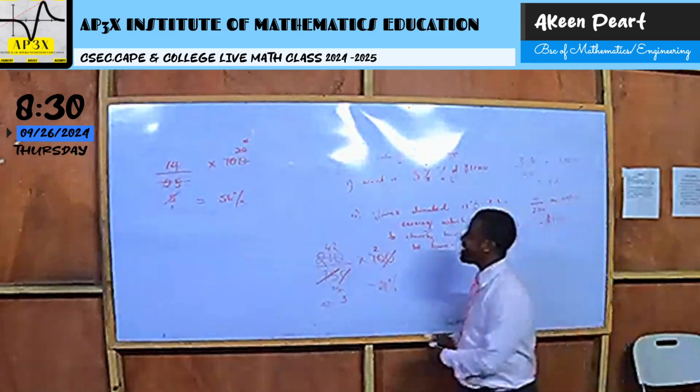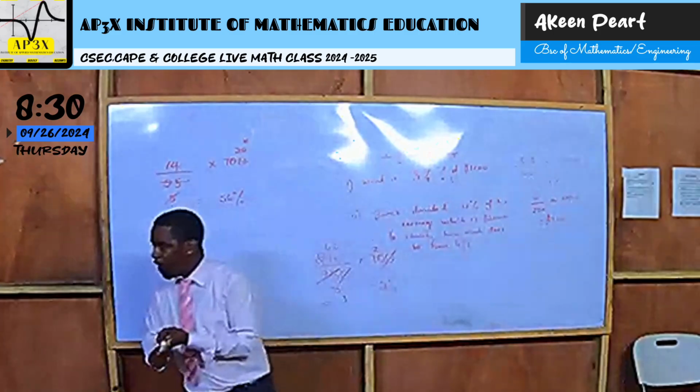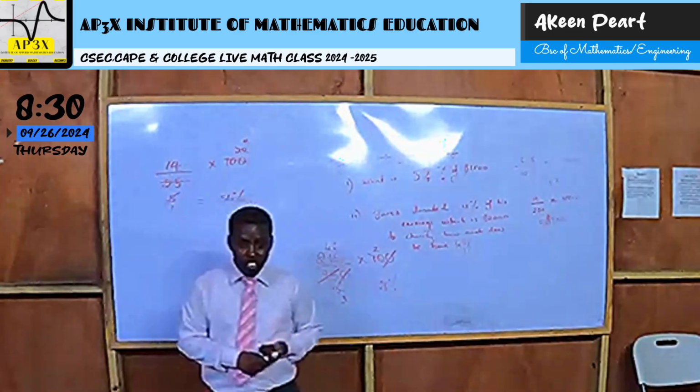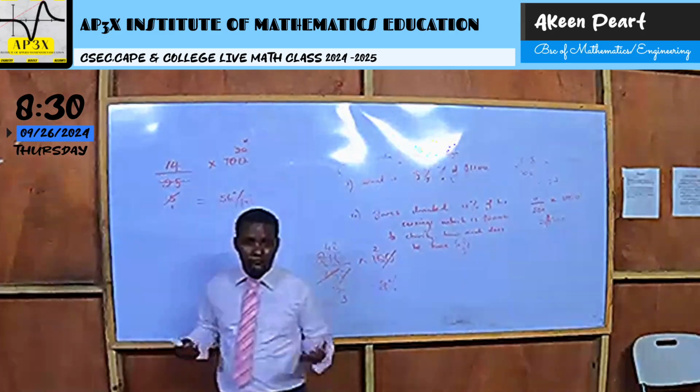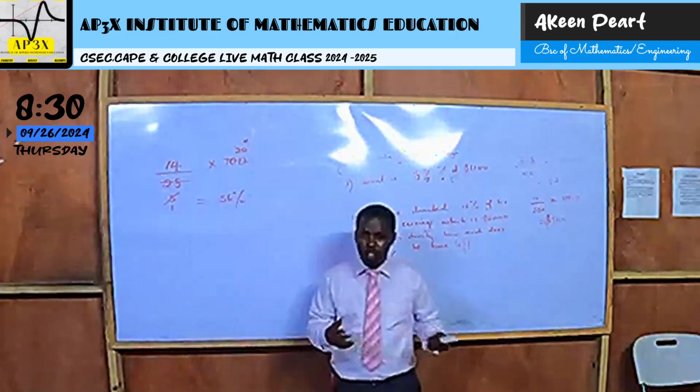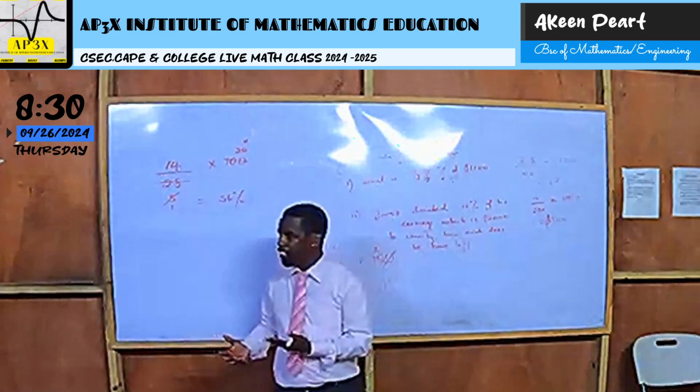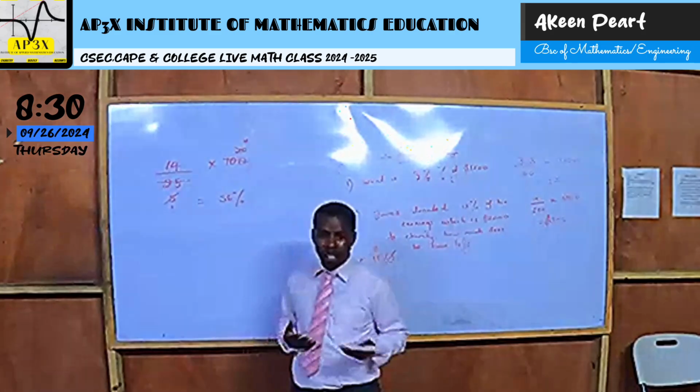Just walk out of that store. So discount is an example of percentage. Profit: when you buy and sell things, most persons, the objective of buying and selling is to make a profit.